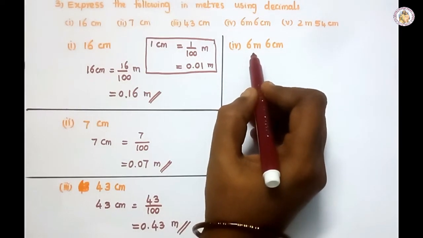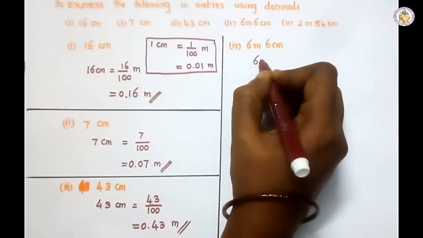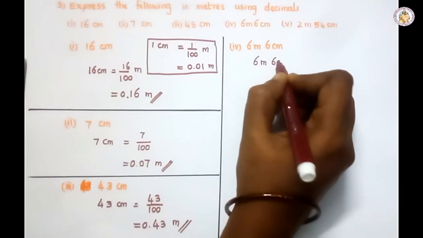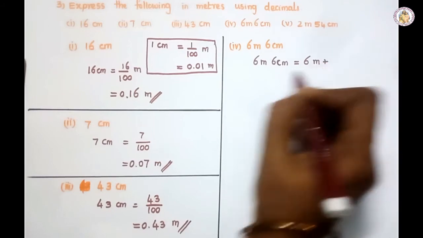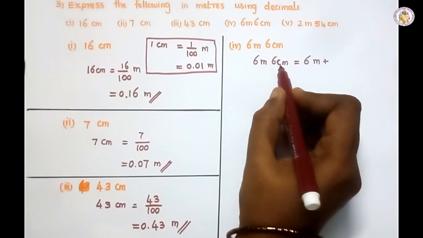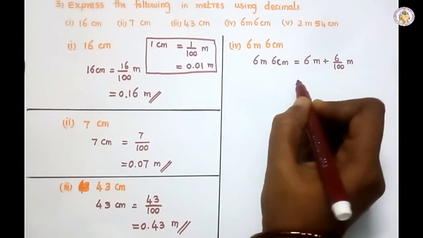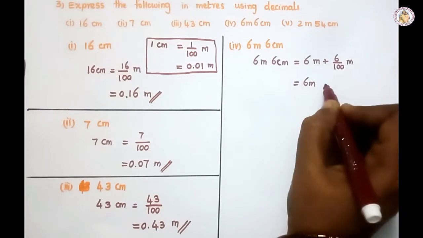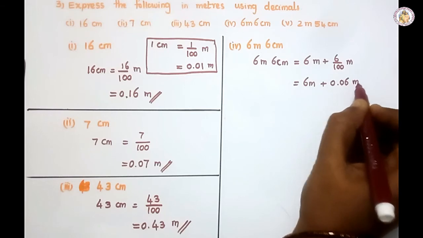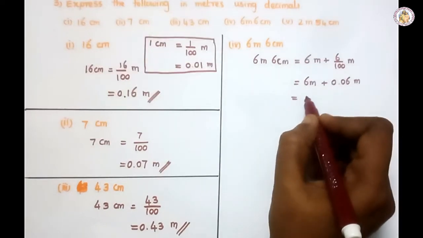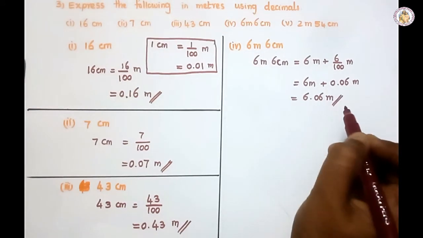Next sum, 6 meter 6 centimeter. 6 meter plus, how will you write down 6 centimeter? 6 by 100 meter. Now 6 meter plus 0.06 meter. Now add this one, we get 6.06 meter. That is the answer.